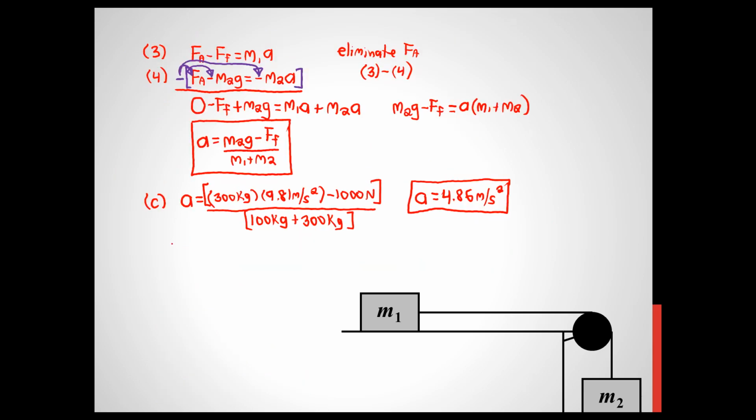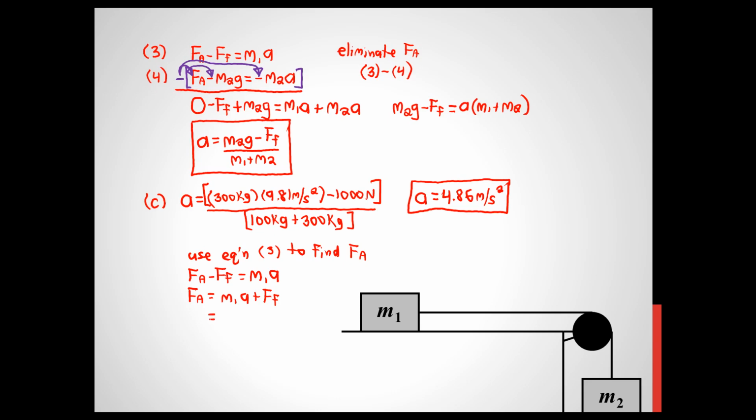So I'm going to use equation 3 to find FA. Okay, so equation 3 was FA minus FF is equal to M1 times A. Solve for FA by adding FF to both sides. That'd be FA is M1A plus the force of friction.